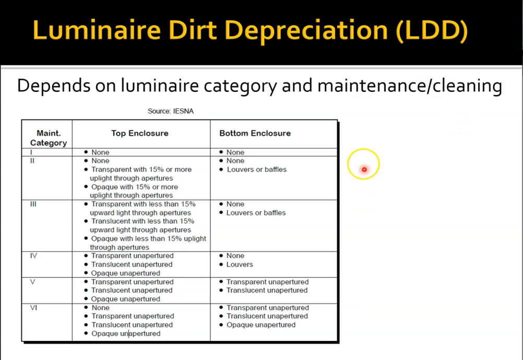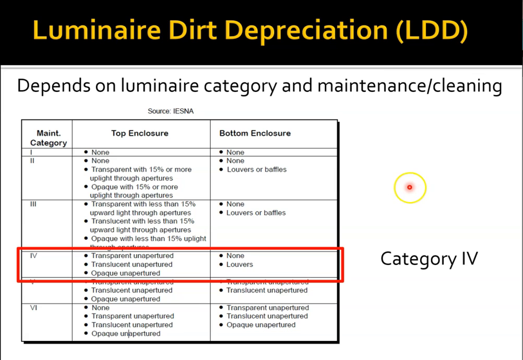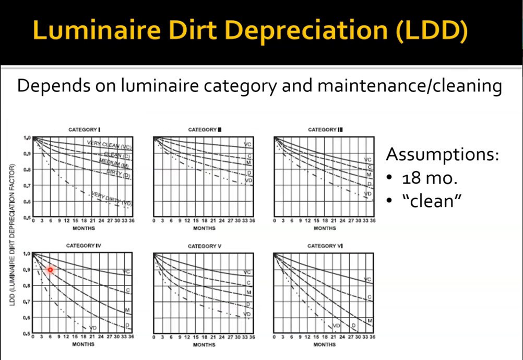So now luminaire dirt depreciation, or LDD. Again, it's complicated. It depends on the type of luminaire you have, right? So we have all these different types of luminaires. I'm not going to go into detail. Feel free to press pause, but this is based on the luminaire properties. For here, we have the top enclosure, remember, is opaque, right? So it's solid metal up there. And then the bottom enclosure, we have louvers. All right, and so we are a category 4 luminaire. And so now we look at the luminaire dirt depreciation based on the category. So we're category 4 here.